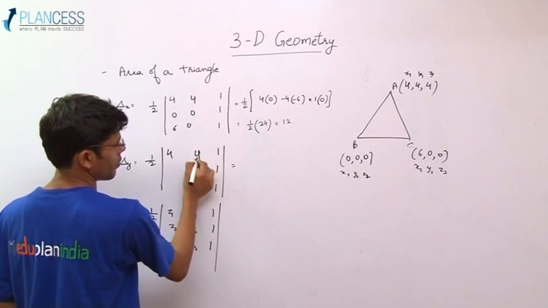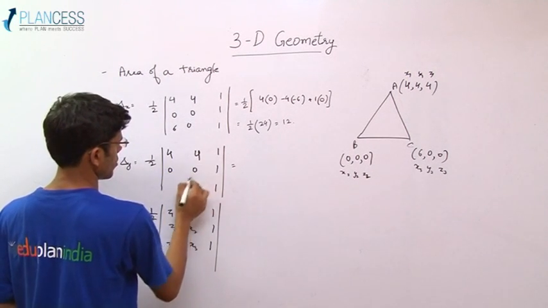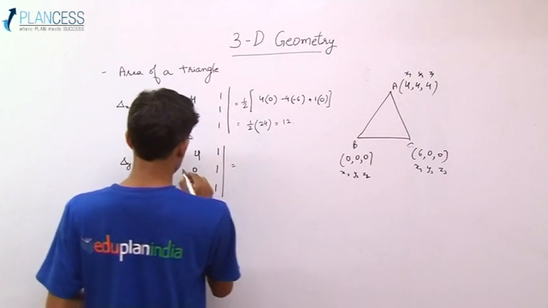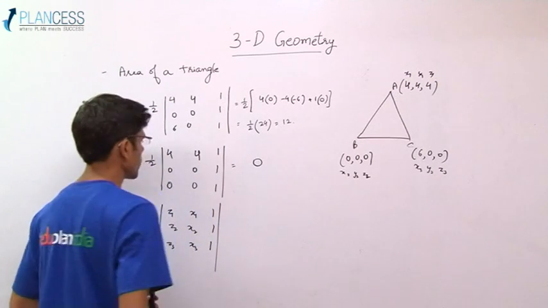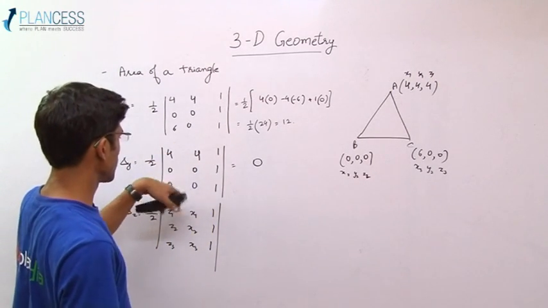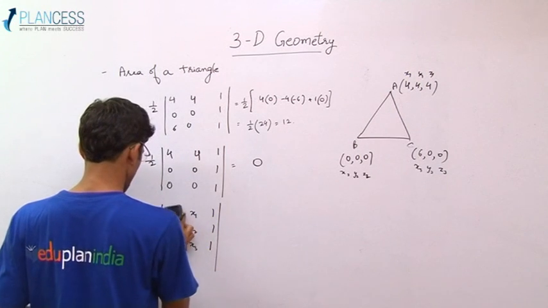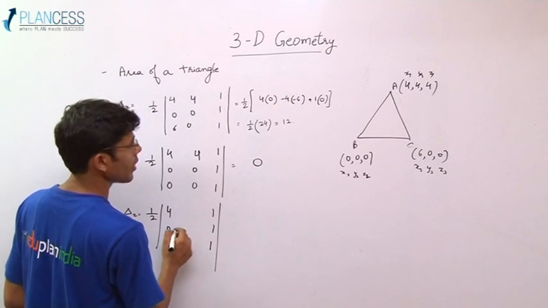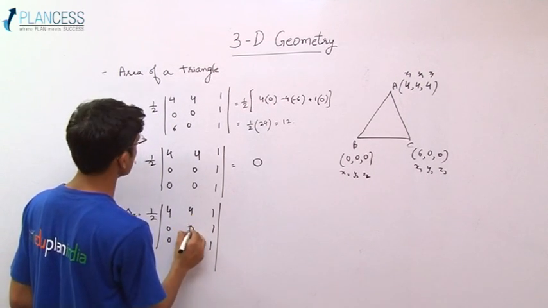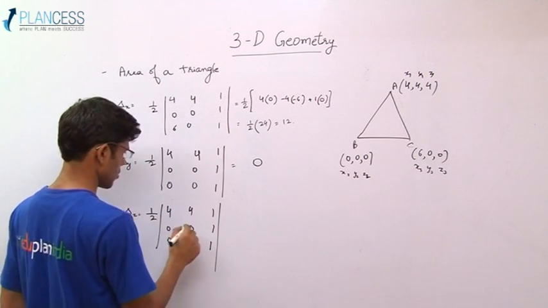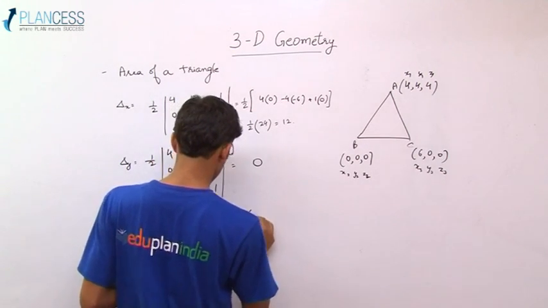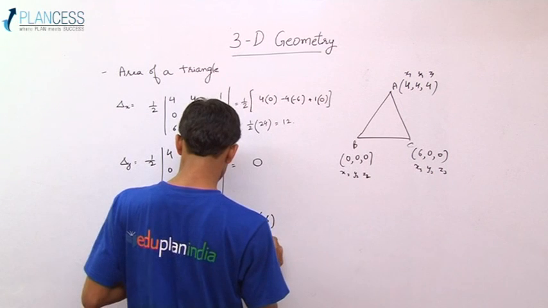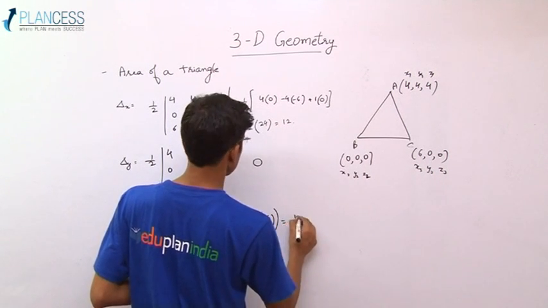That is 4, 4. Y2 and Z2 is 0, 0. Y3 and Z3 is also 0 and 0. So this is 0. Similarly, let's find this, Z1, Z2, Z3, x1, x2, x3. So this is 4, 0, 0, and that is 4, 0, 6. So this is half 4 minus 6, which is equal to minus 12.